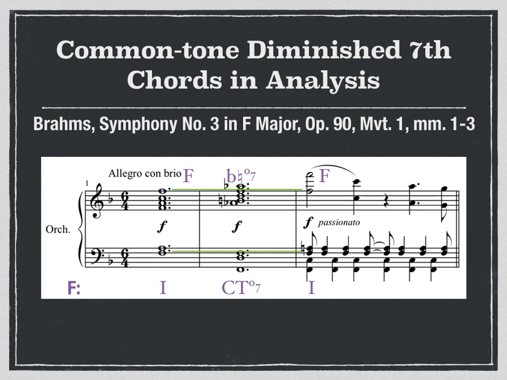Since the fully diminished 7th chord has no function, we simply use an abbreviated label, CT diminished 7. Listen once more now that you know the analysis, and see if you can hear that F being kept in common and prolonged here.